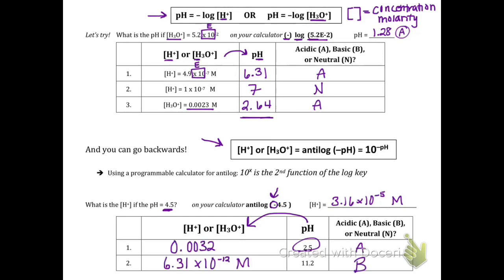Okay, remember that the pH will tell you if it's acidic or basic. So I forgot to mention earlier that 4.5 is less than 7, so it is acidic. And over down here, the 11.2 is larger than 7, so we put B because it's basic. That means there's not a lot of H's roaming around. Okay, that's what makes it basic.